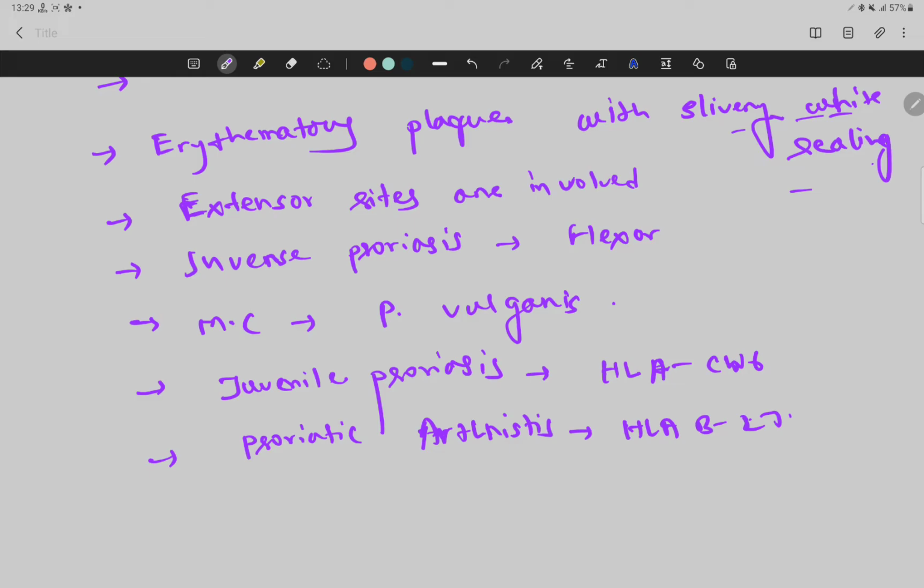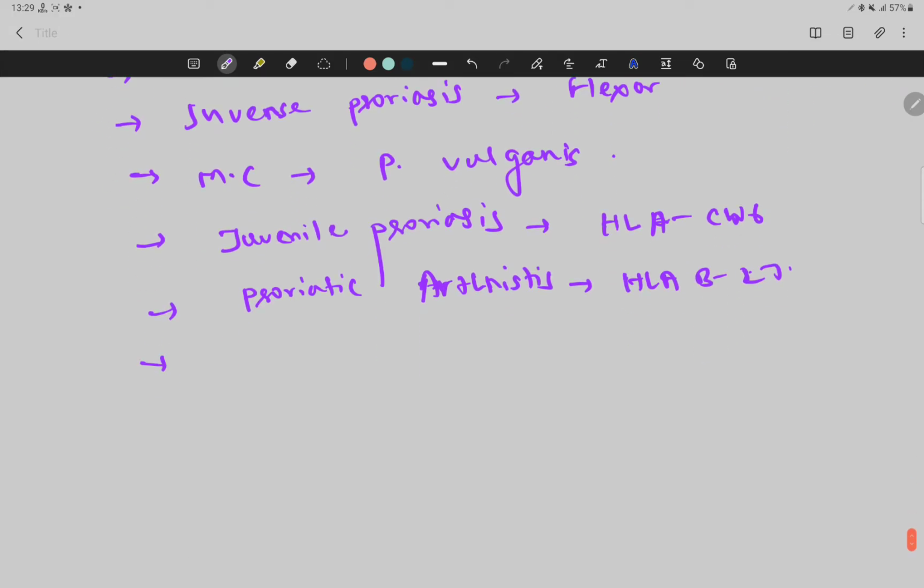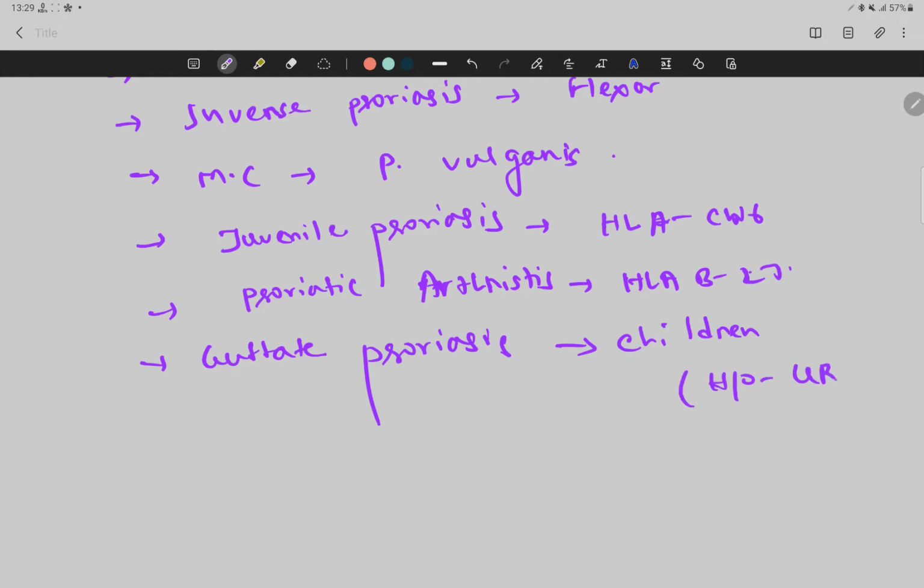And then guttate psoriasis. In case of guttate psoriasis, children are involved, but there is a history of upper respiratory tract infection, URTI.